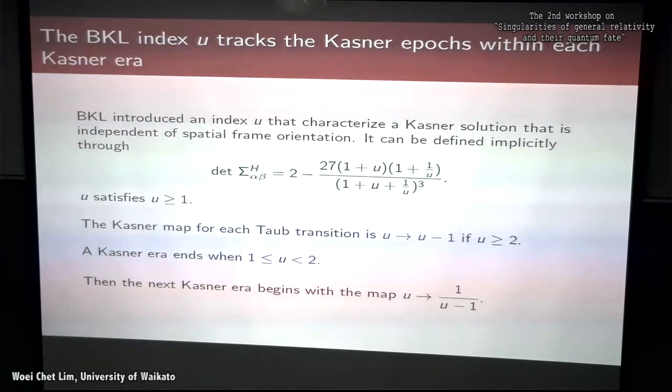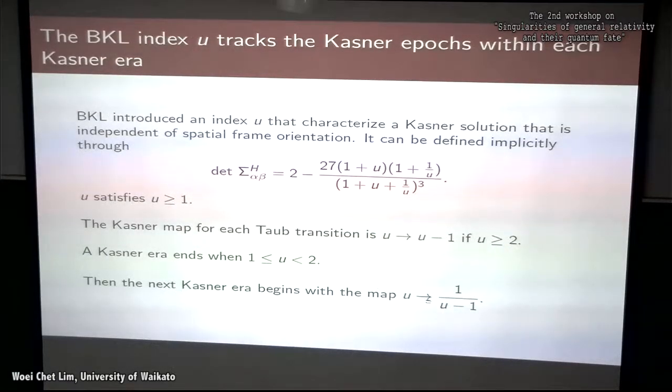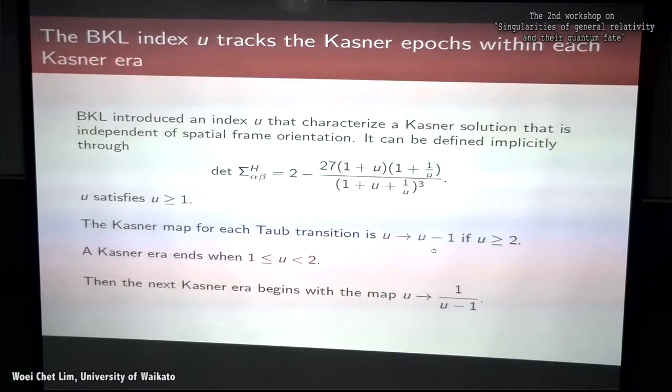BKL introduced a very convenient index, BKL index u, to describe each Bianchi 2 transition. So for each Bianchi type 2 transition, this index u reduces by 1 if it's bigger than 2, and if it's smaller, you take the inverse, 1 over u minus 1. Okay, so it's a very simple description here. And this foreshadows what's to come for spikes. For spikes, it's going to be u minus 2 rather than u minus 1.